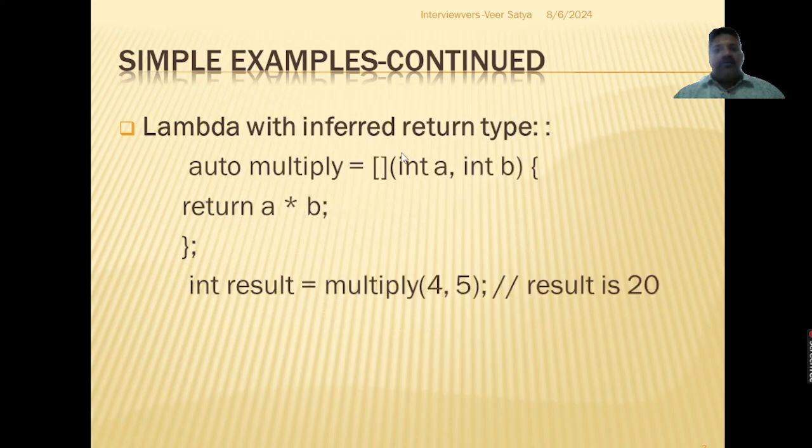Then you have the return type. So, a lambda with an inferred return type. In the square brackets, there are parameters, and you have a star b. The return type is declared with int a and int b.